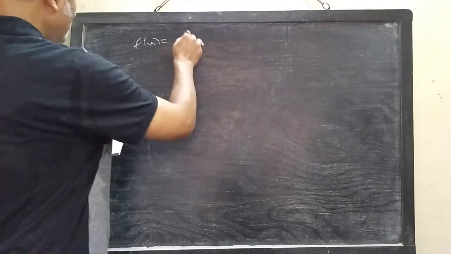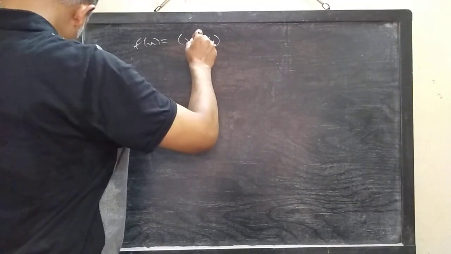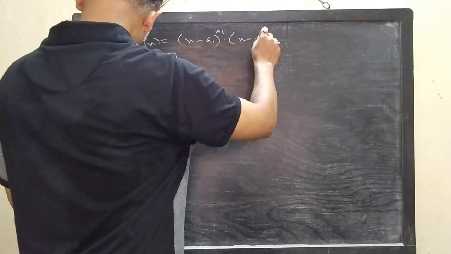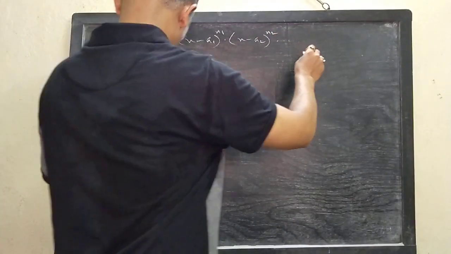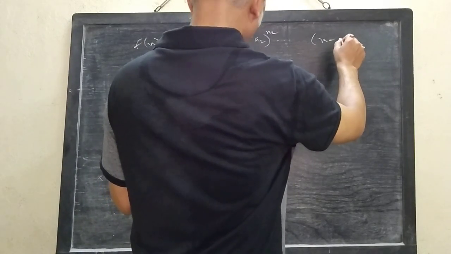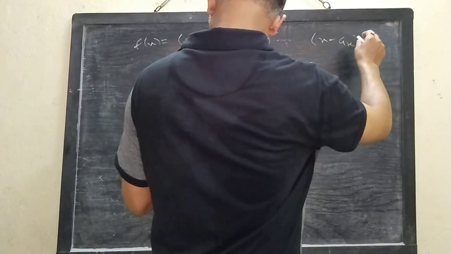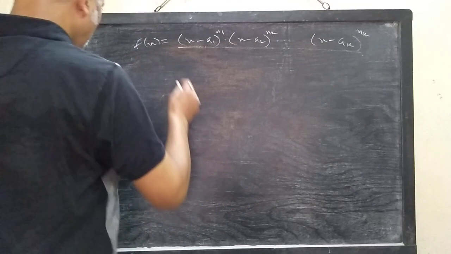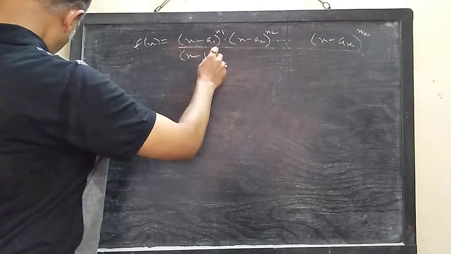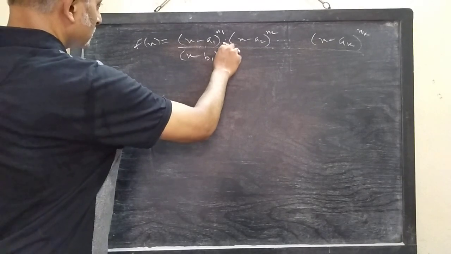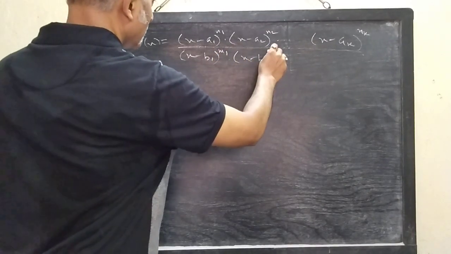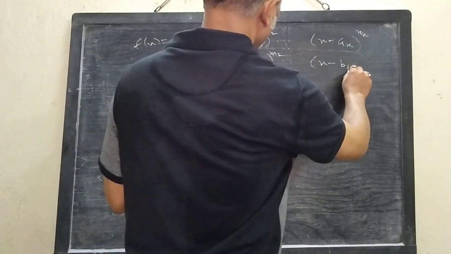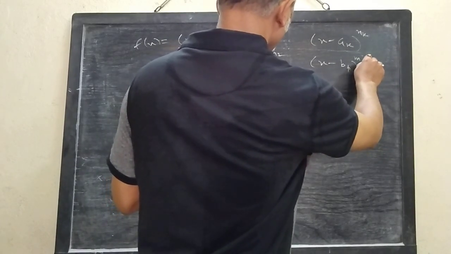Consider the function f defined by f(x) equals (x minus a1) to the power n1 into (x minus a2) to the power n2 dot dot (x minus ak) to the power nk, whole divided by (x minus b1) to the power m1 into (x minus b2) to the power m2 dot dot (x minus bp) to the power mp.